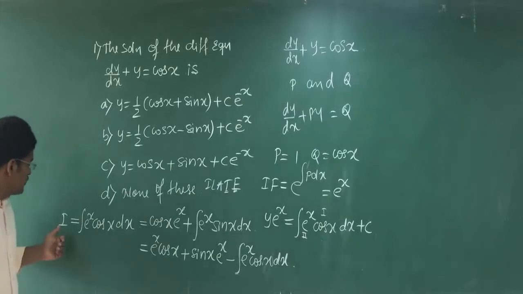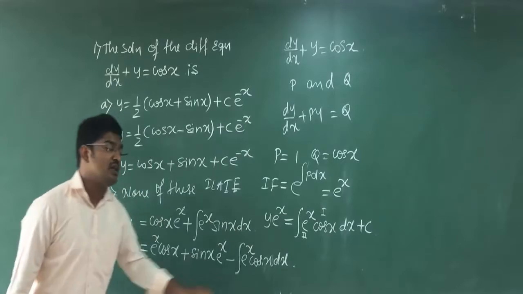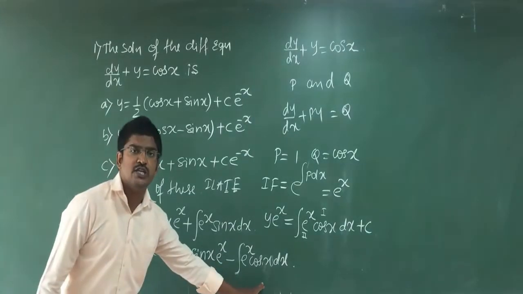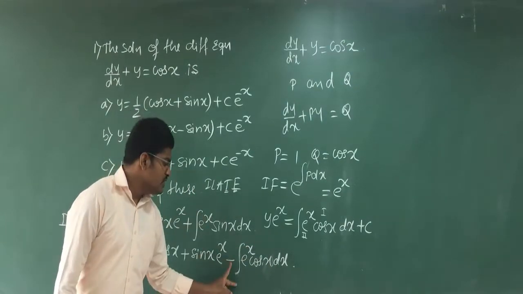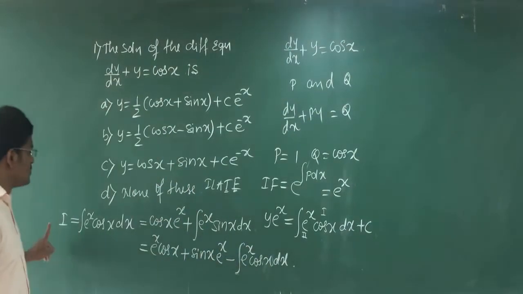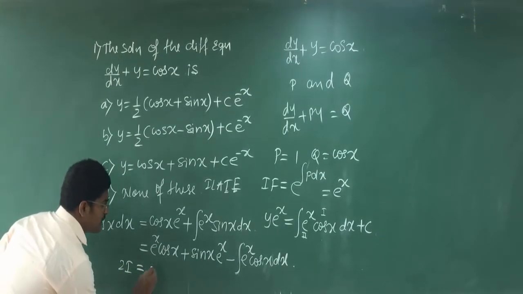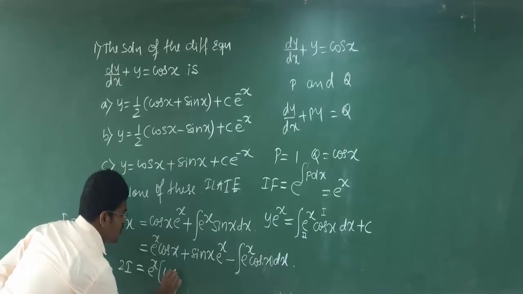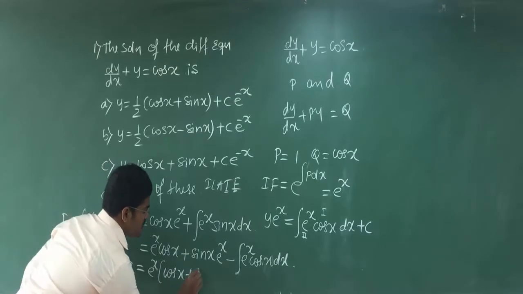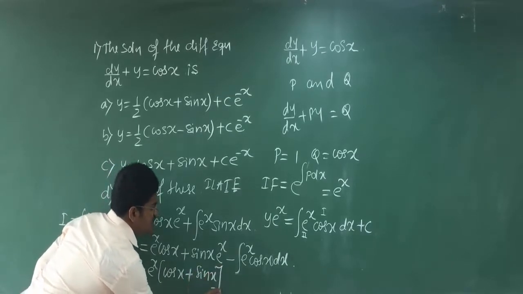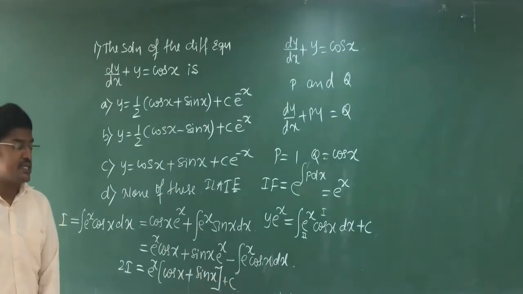So now see here, we have taken this term as I. Again we are approaching I. We started with I, and again we are approaching I. That means this term can be replaced by I. That will be minus I. You take minus I on this side. It will be equal to 2I equal to e power x into cos x plus sin x. You can write plus c, that is the integral constant, no problem.